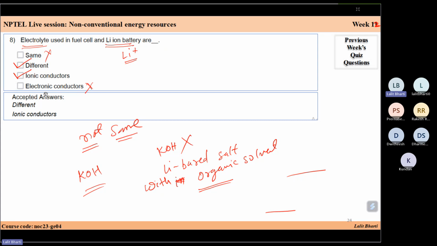And we know that electrolytes are not conductors of electronic charges, or basically they are not electronic conductors. They are ionic conductors. Their ionic conductivities are quite high, but electronic conductivities are very low. So options 2 and 3 are correct here.